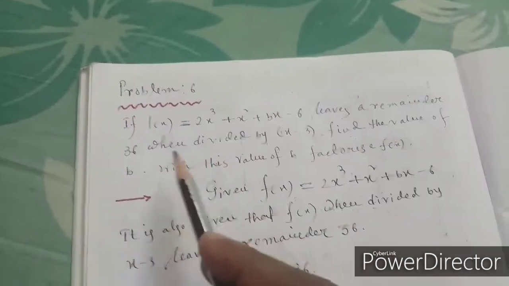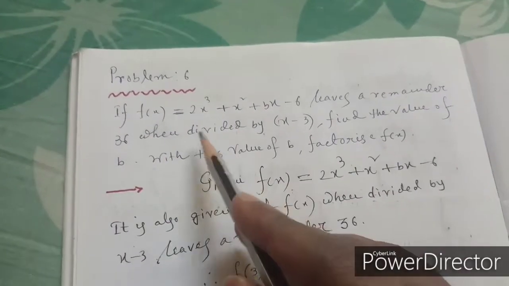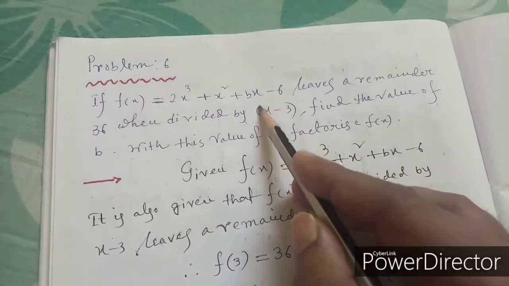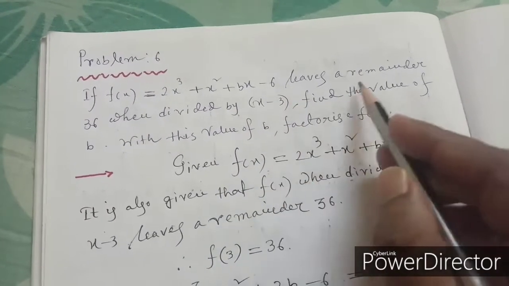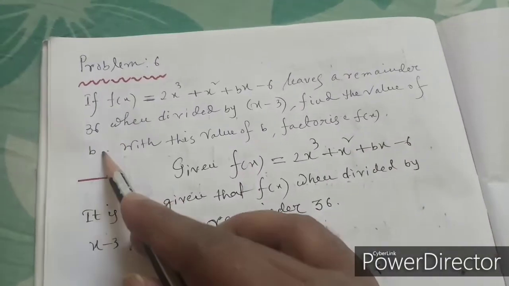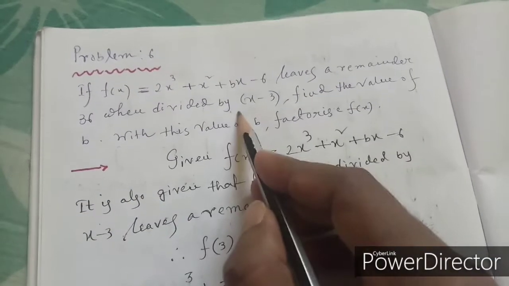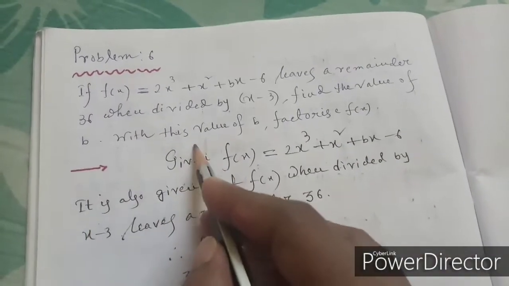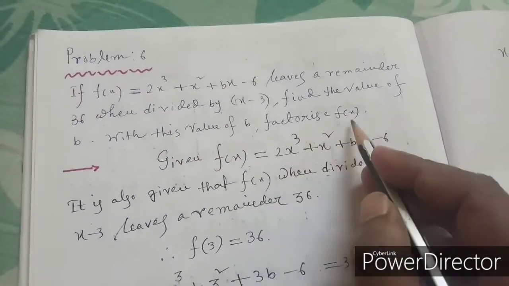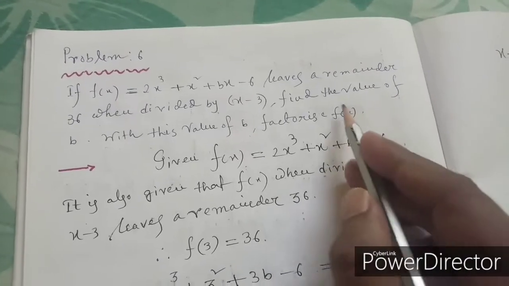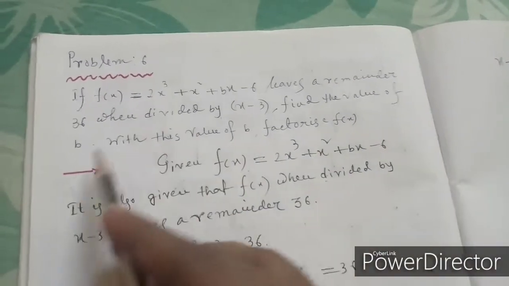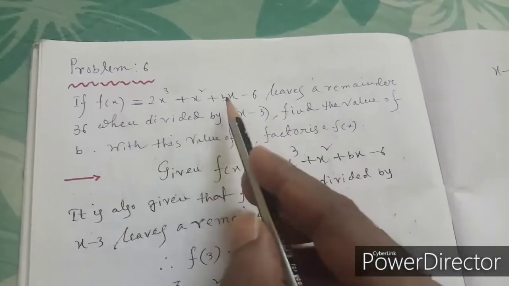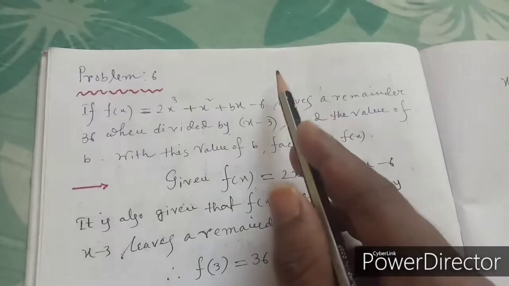Now problem number 6. If f(x) equals 2x cube plus x square plus bx minus 6 leaves a remainder 36 when divided by x minus 3, find the value of b. With this value of b, factorize f(x). So see that here are the two parts. First part, find b, and second part, after finding b, we put it there and factorize this polynomial.